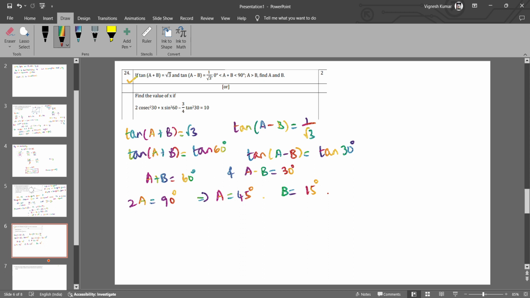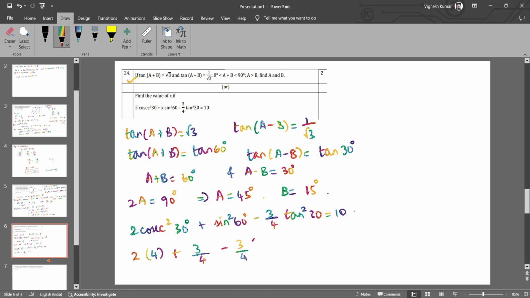The second part of this optional question is an equation that contains an unknown variable x, and you have to find the value of x. It's pretty simple. The given equation is 2 cosecant square 30 degrees plus x sine square 60 degrees minus 3 by 4 tan square 30 degrees is equal to 10. So 2 into cosecant square 30 is 2 square, which is 4, plus sine 60 is root 3 by 2, and root 3 by 2 whole square will be 3 by 4, minus 3 by 4 into tan 30 is 1 by root 3, and 1 by root 3 whole square will be 1 by 3, equal to 10.